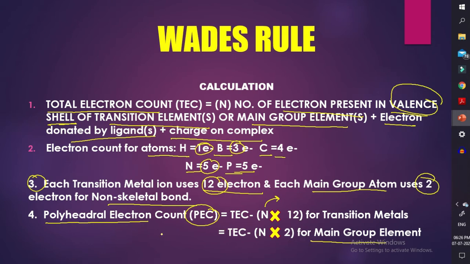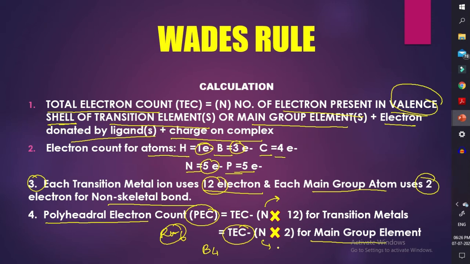Suppose there is a ruthenium metal cluster from the transition elements, say Ru6. Then you have to calculate the TEC, and after that, in the place of N you put 6, then times 12. And if you have a boron cluster of B4, there you have to calculate the total electron count, and after that you have to subtract N times 2.